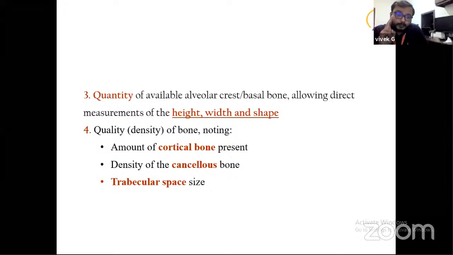Then these are the two cardinal points that we always say in support of CBCT with pre-implant planning: quantity of bone and quality of bone. Quantity of bone just means the height of the bone, the width of the bone, the shape of the architecture of the bone. And the quality of the bone is the thickness of the cortical plate that is present, the cancellous bone amount, the trabecular space, and the thickness of the trabecular space. All this can be identified with the help of a CBCT. So quality and quantity, these are the two most important points that we stress for pre-implant planning with CBCT.